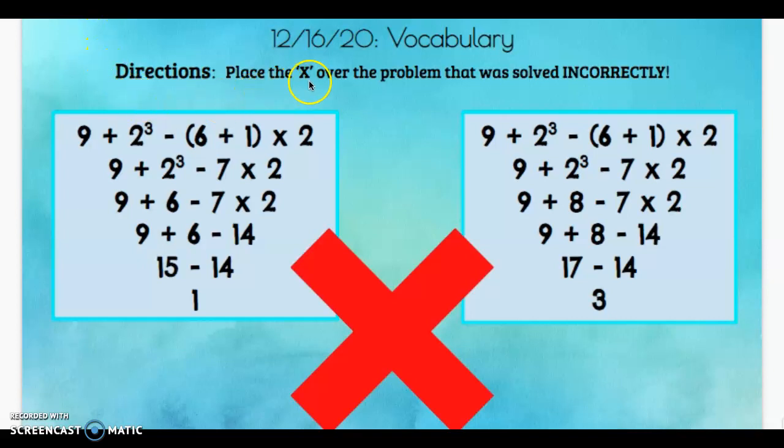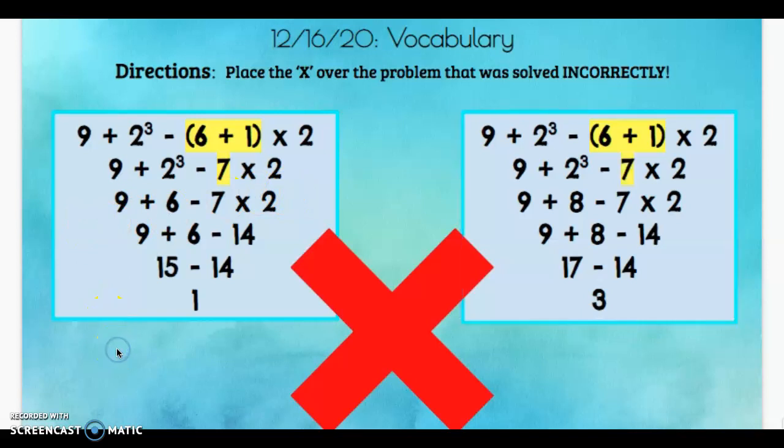All right, so we're going to place an X over the problem that was solved incorrectly, meaning it was solved wrong. So if we were using PEMDAS in this situation, think of it: parentheses. Okay, 6 plus 1 is 7. And I got 7. Okay, let's check this one. 6 plus 1, and it equaled 7. So far they both were solved the same.